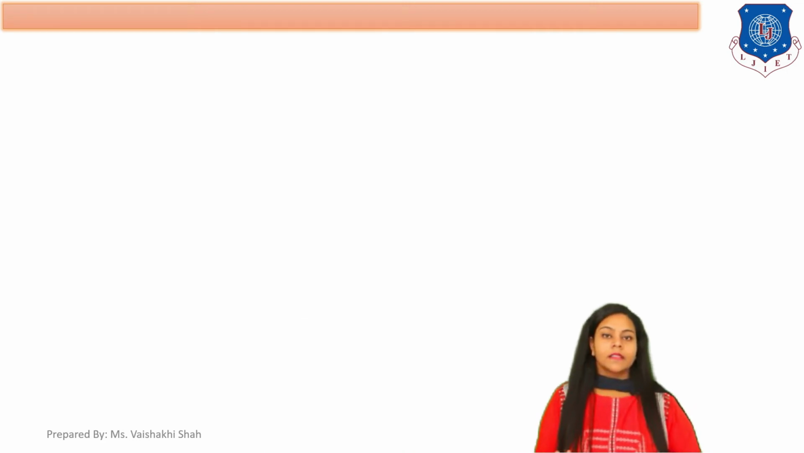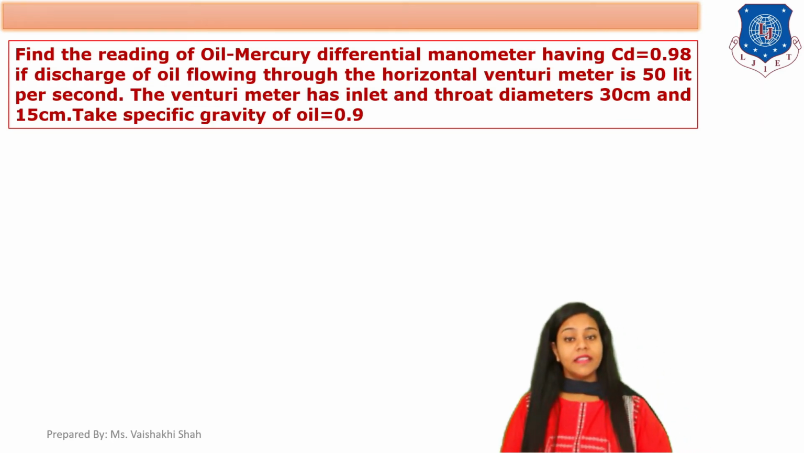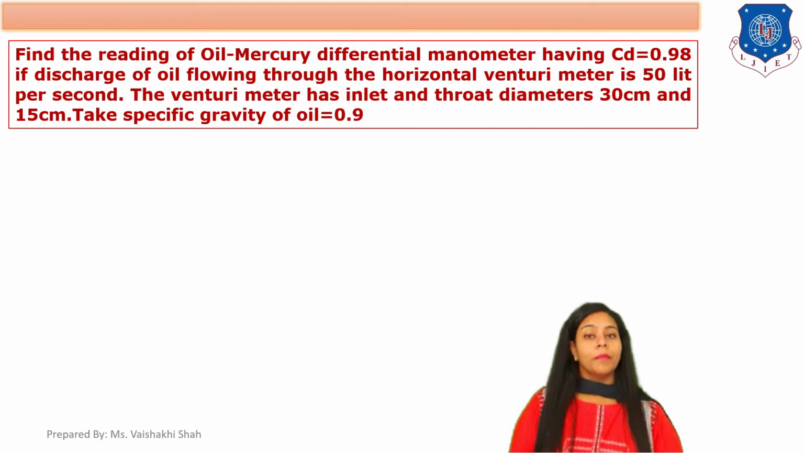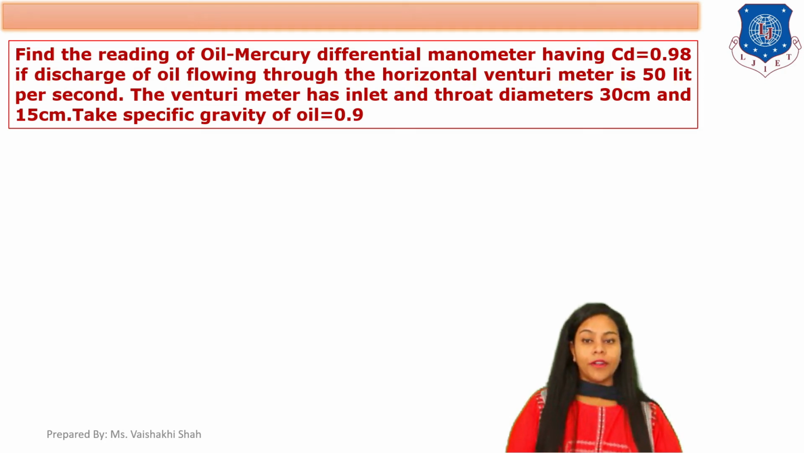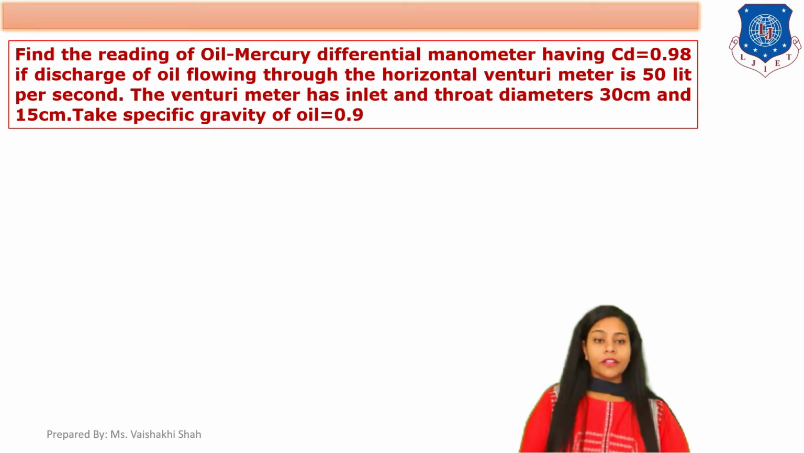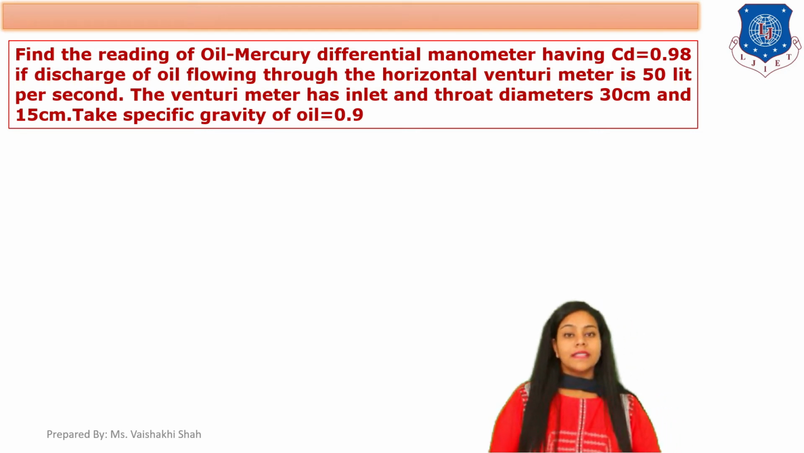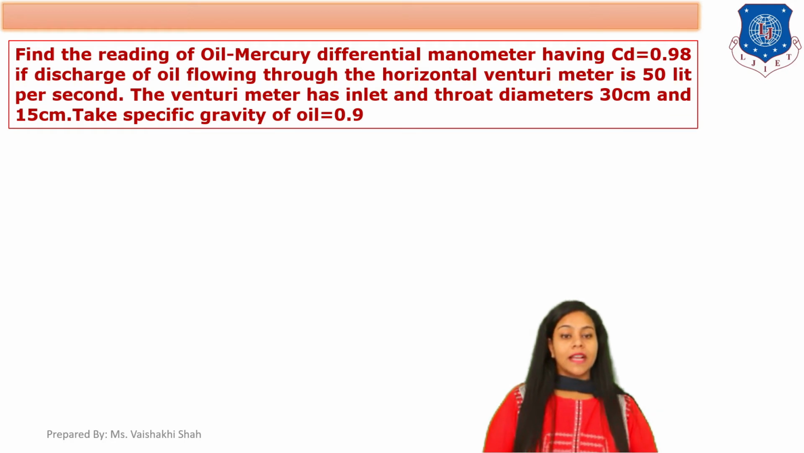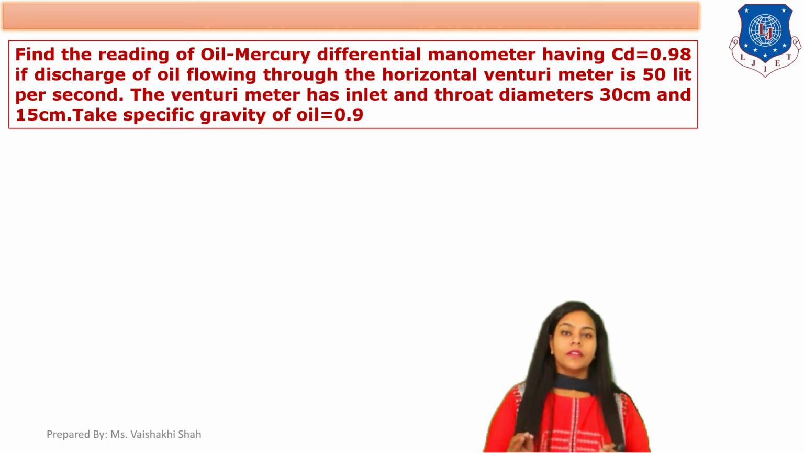Now another example is given to you, where we have to find the reading of oil mercury differential manometer having CD 0.98, if discharge of oil flowing through the horizontal Venturimeter is 50 liter per second. The Venturimeter has inlet and throat diameters of 30 centimeter and 15 centimeter. Specific gravity of oil is 0.9.